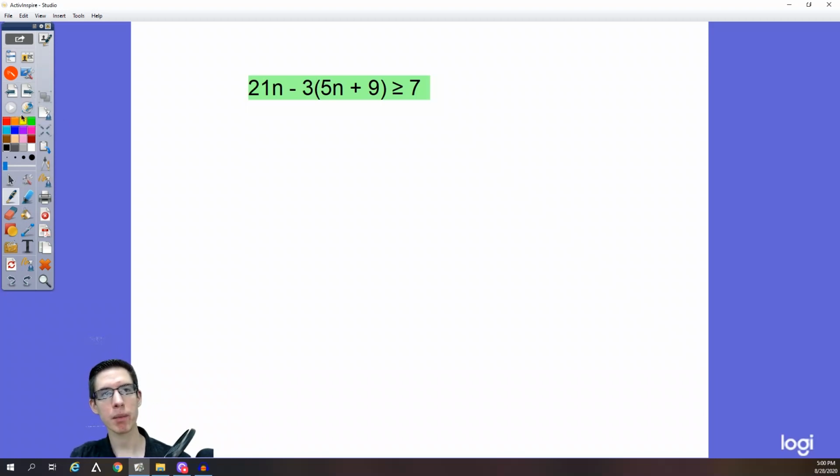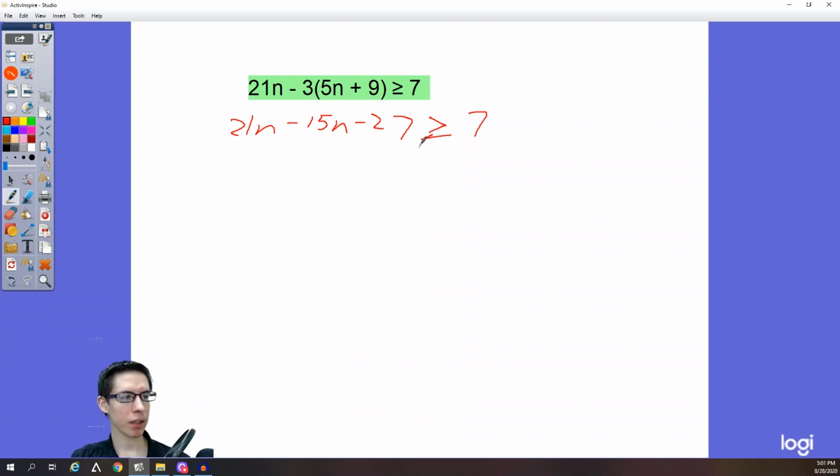One more, maybe two. Let me look and see how much time I've got. 21n minus 3 times (5n plus 9) greater than or equal to 7. All of that in a big package. Again, we've got to solve it out just like we would with a normal equation. So we've got 21n, and we've got to distribute this 3. This negative 3 gets multiplied by 5, so negative 15n. And then negative 3 times positive 9 gives us a negative 27. And it's greater than or equal to 7.